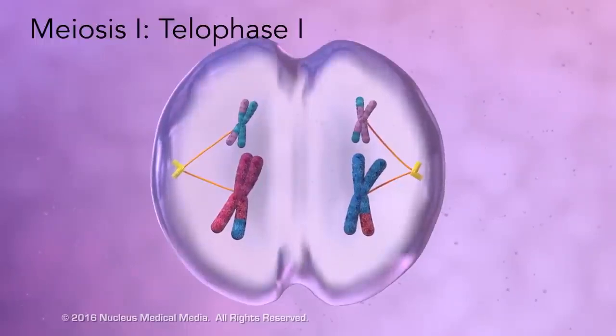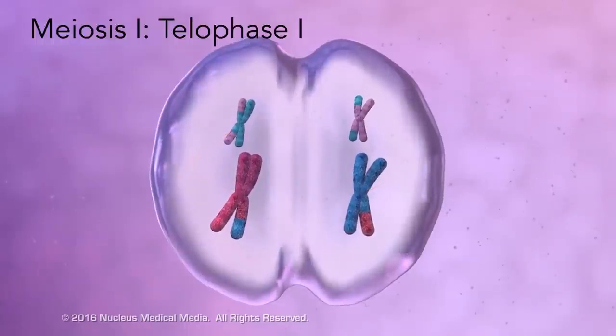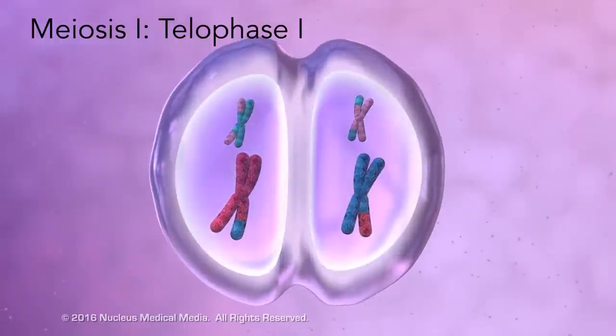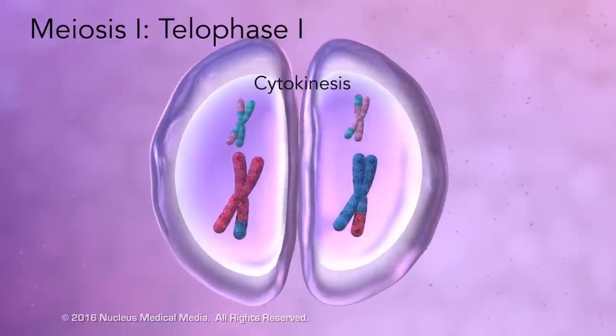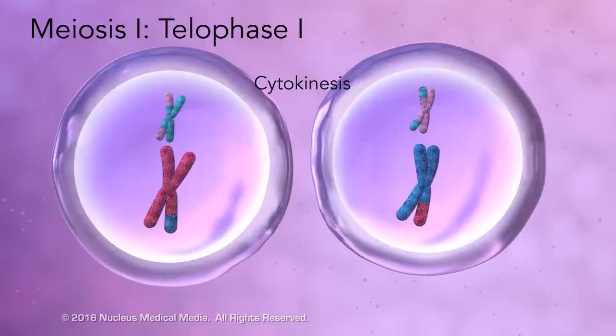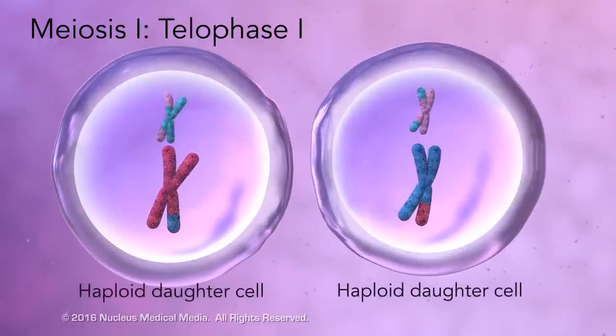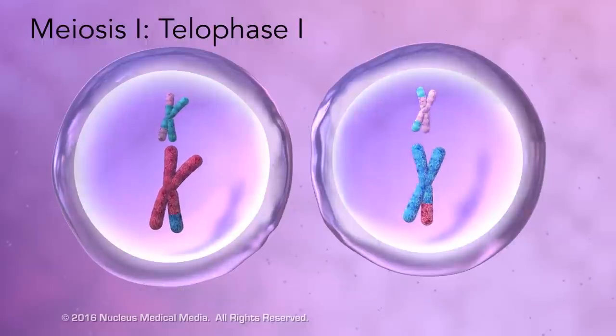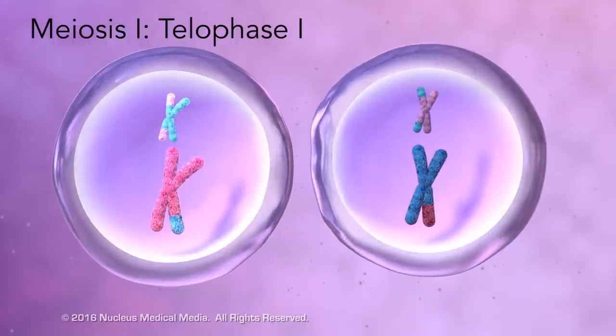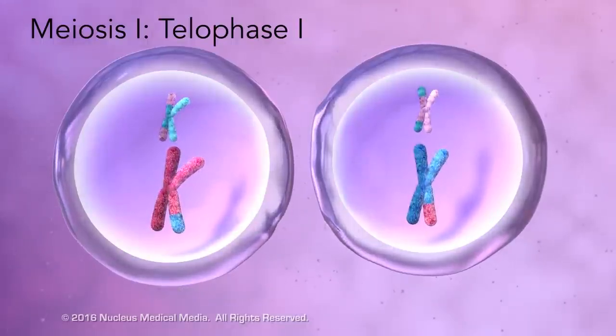Then, spindle fibers disappear, and the nuclear membrane reforms around the chromosomes. Finally, cytokinesis occurs. Meiosis I ends with 2 genetically different haploid daughter cells. Each haploid cell contains only 1 set of chromosomes consisting of paired sister chromatids.